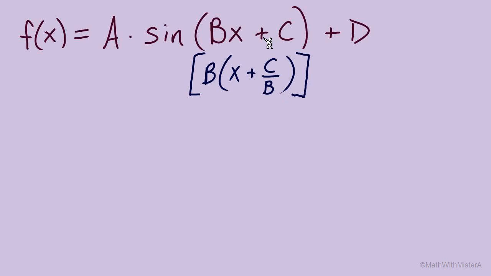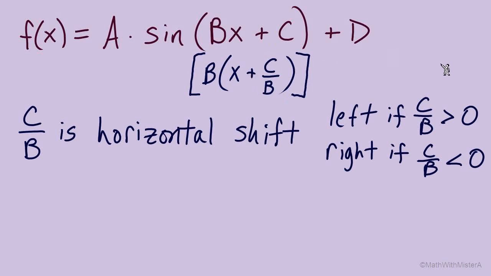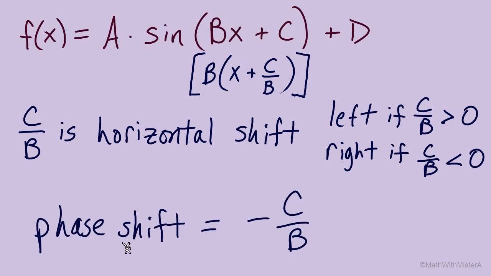And also, I have a plus c included here, but we'll want to know that a plus c means shift to the left, a minus c means shift to the right. So left if we're dealing with a positive c over b, right if we're dealing with a negative c over b. But if we're talking about phase shift, I would say find your phase shift by doing a negative c over b, because we would like phase shift to be positive when we represent shifting to the right, and phase shift is negative when we represent a shift to the left.